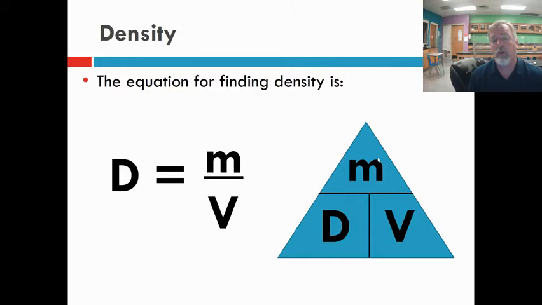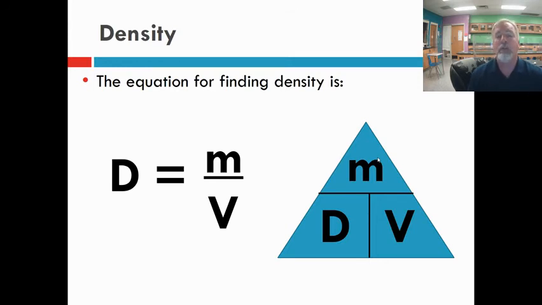What I want you to do is figure out what variable you want. In this case, if you look at our equation, D is the variable we want, it's by itself. So in your triangle, I want you to cover up the D. If you cover up the D, what's left? You have an M on top of a V. That's the other side of our equation: D equals M over V.